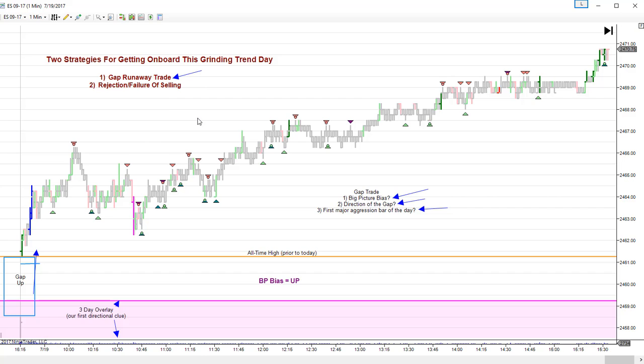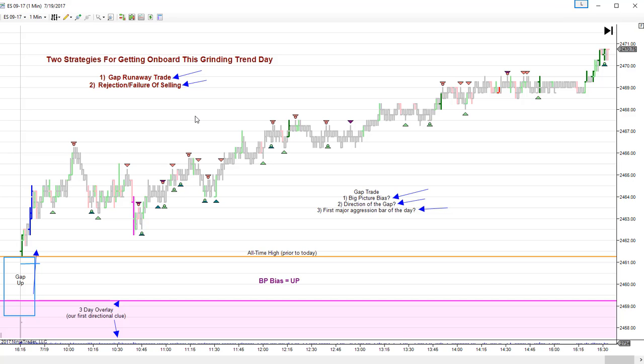Okay. Another one is what we call a rejection or a failure of selling. We have a few different ways to do this, but the logic is very simple. Again, this is where it's not about setup first, it's about context first. So if our context, in this case, is pretty clear, it doesn't take a rocket scientist to know that this market wants to move higher.